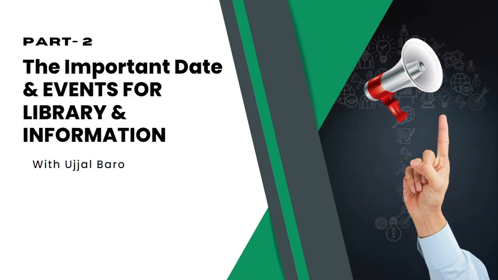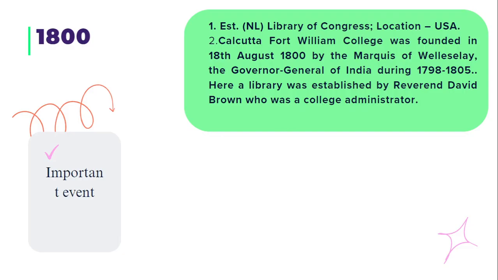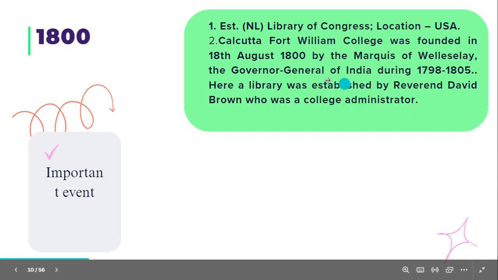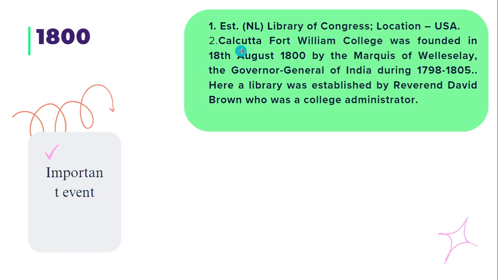So let's start. In 1800 the National Library of Congress was established at USA. Then Kolkata Fort William College was founded on 18 August 1800 by the Marquis of Wellesley, the Governor General of India during 1798 to 1805. Here a library was established by Reverend David Brown, who was a college administrator.